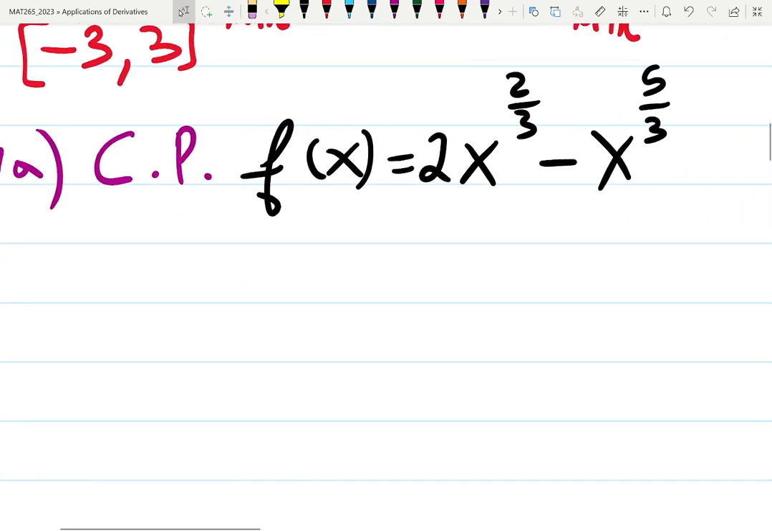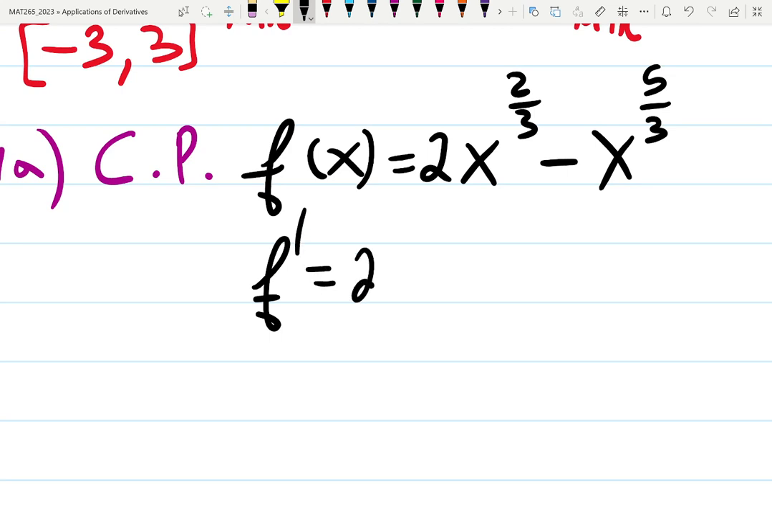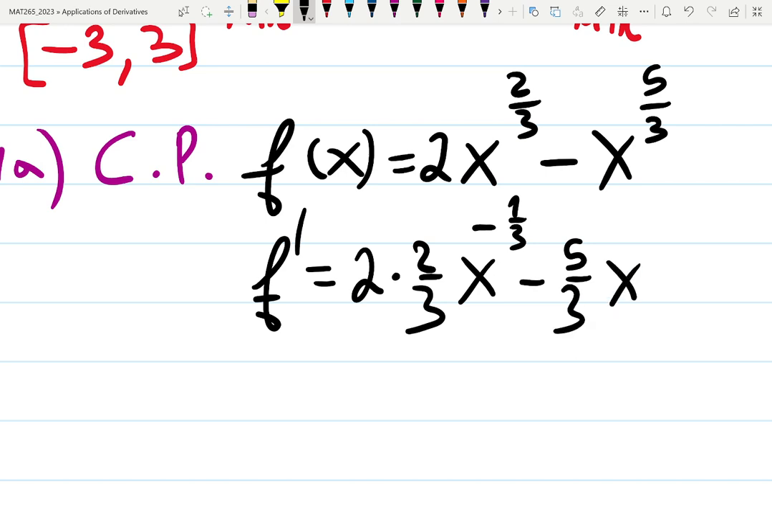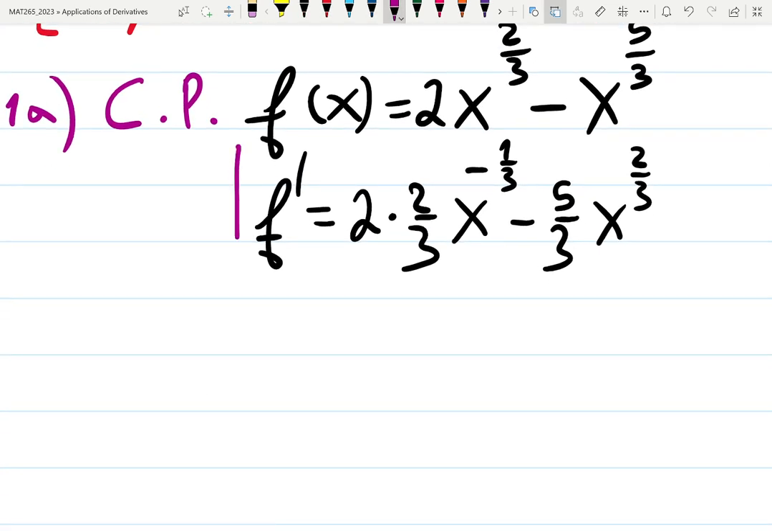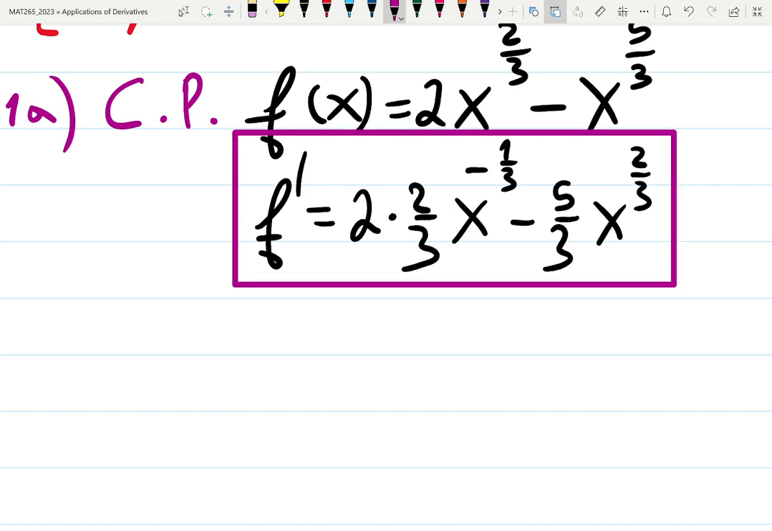Let's find the derivative. When I distribute it, now I can find the derivative. 2 times 2/3 x to the 2/3 minus 3/3 is minus 1/3, right? Good. Minus 5/3 x to the 5/3 minus 3/3, it's 2/3. Put it in the box. That is highly recommended. We're going to have a first derivative and a second derivative, and you will need to use both. So whatever you put in the box will be important. Visually, it's just so much better to locate it fast.